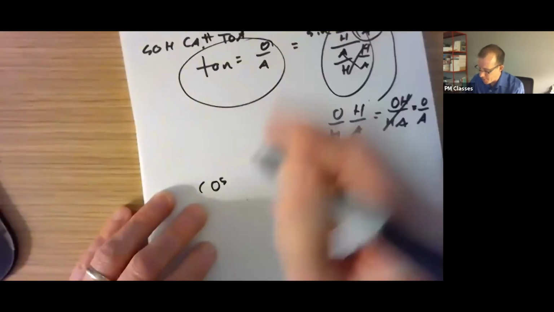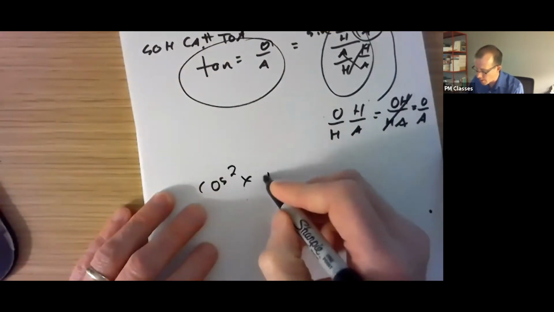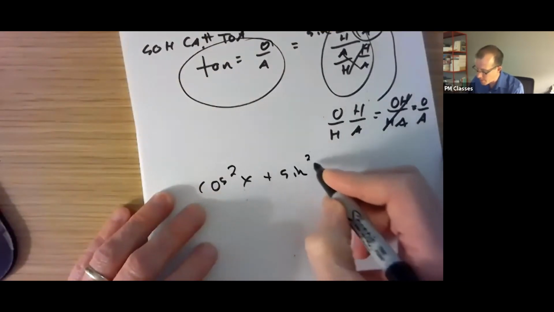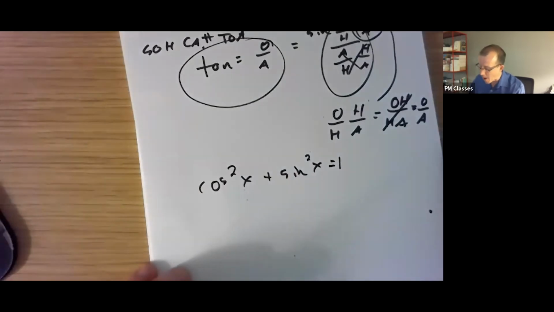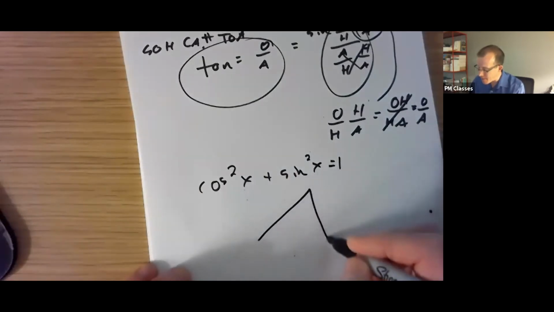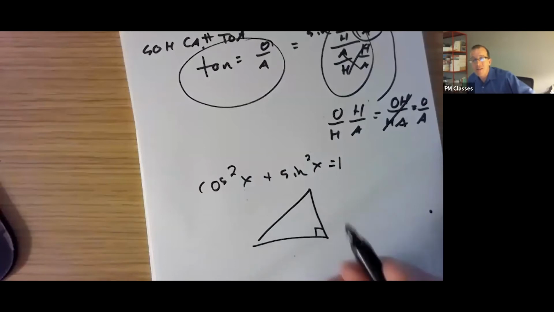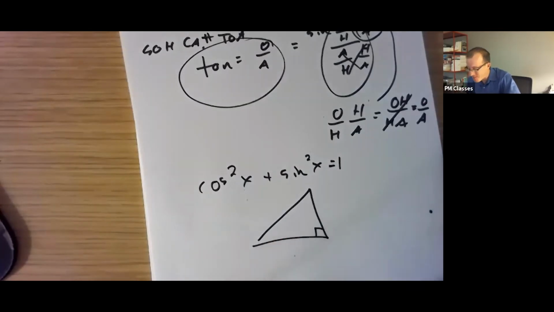Slide up, sorry about that. Cosecant squared plus sine squared of x equals 1. Why? Well, like I said at the very beginning, pretty much everything in trig is some kind of a wackadoodle application of the Pythagorean theorem.